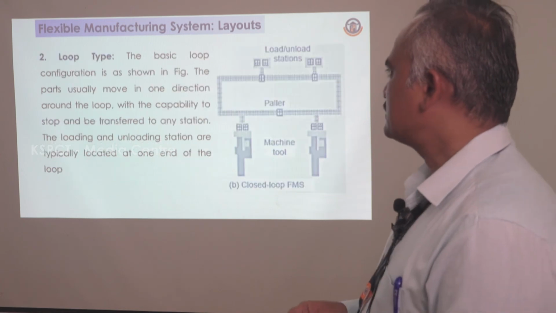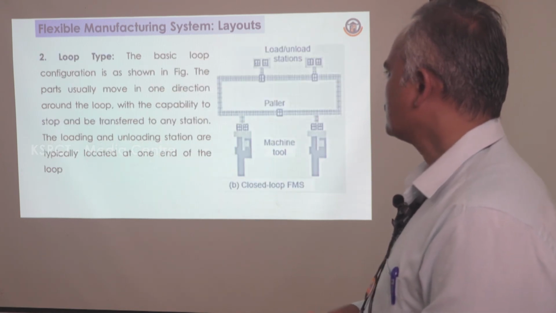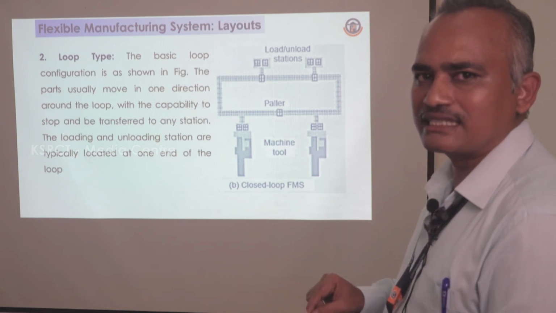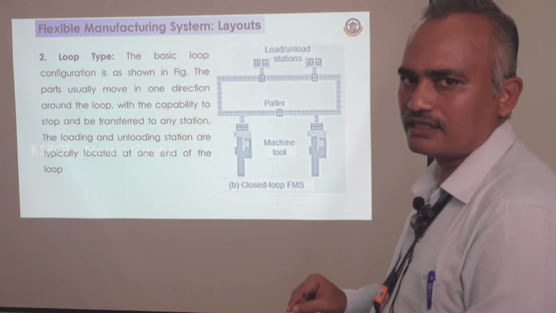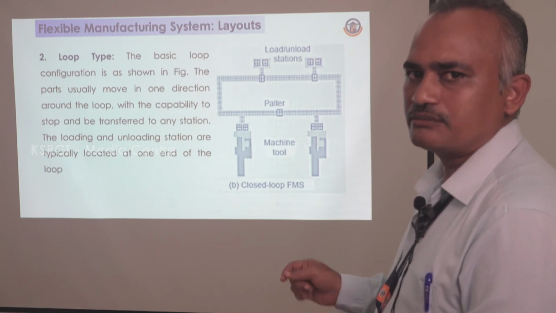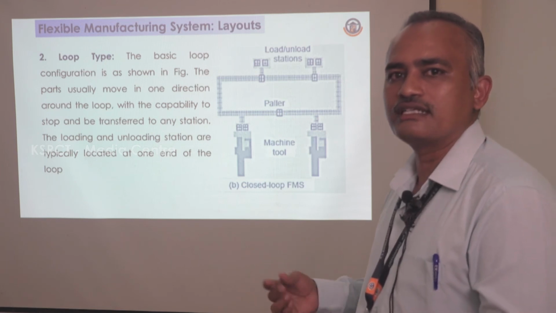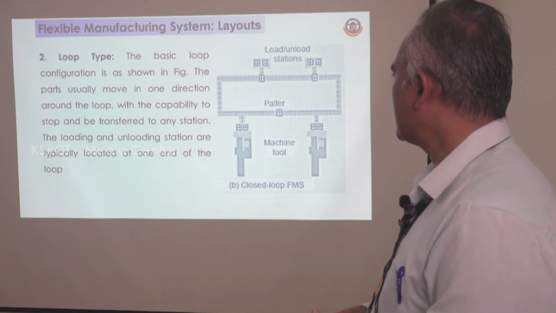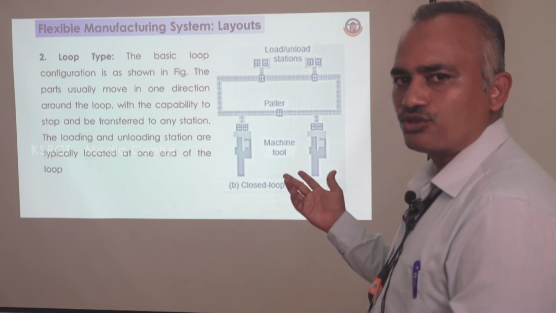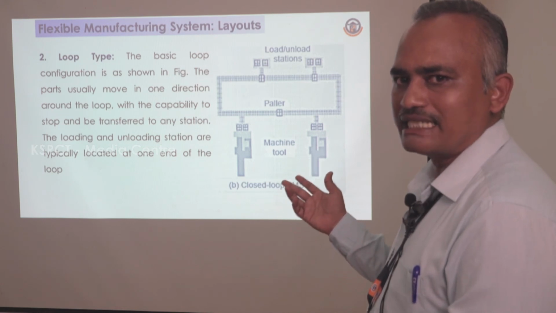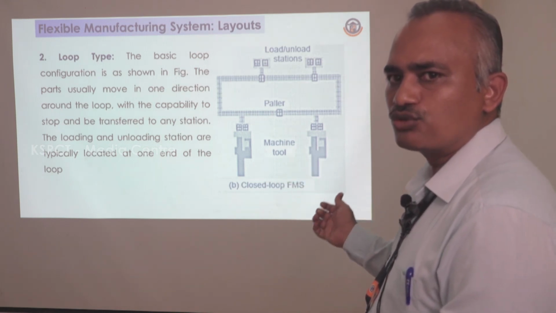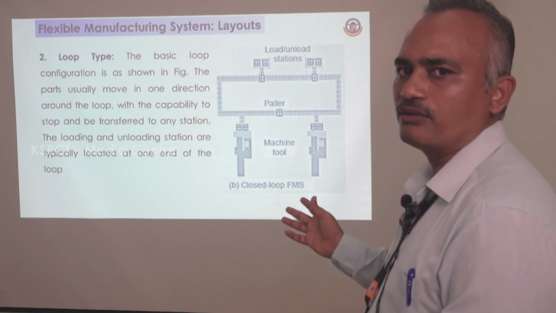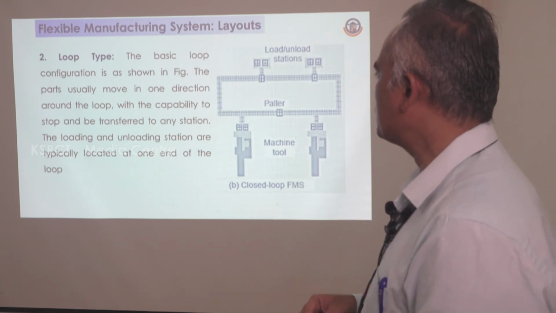The next one is loop type layout. Here we can see the sketch. The workstations are connected in a loop, in a circular manner, wherein we can have different machine tools which may be used for doing different machining operations. Here from the loading and unloading stations, the product materials are loaded and can move to machine tool 1 or machine tool 2. Both are possible. So that is why it is called loop type layout.